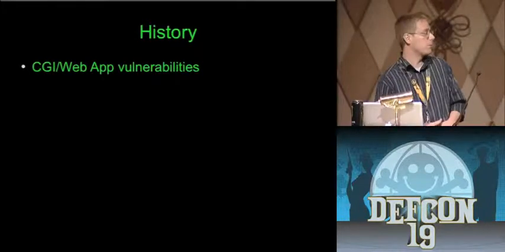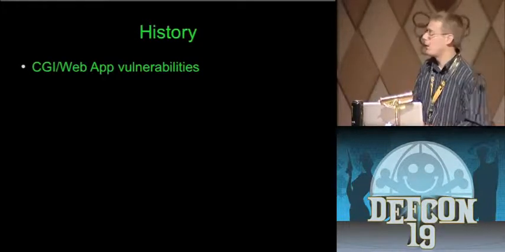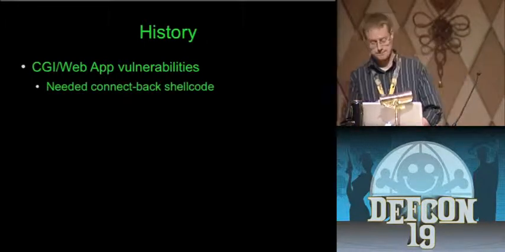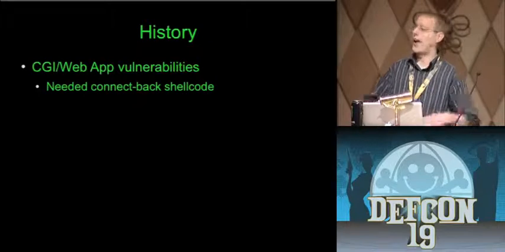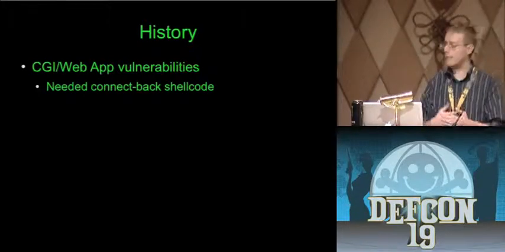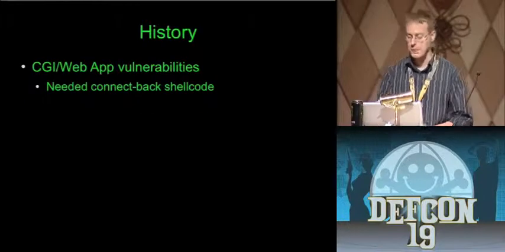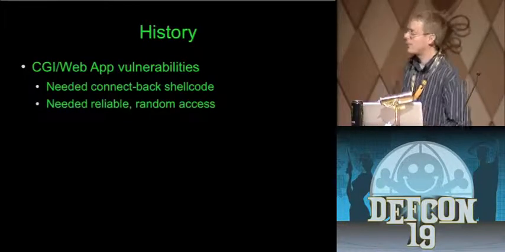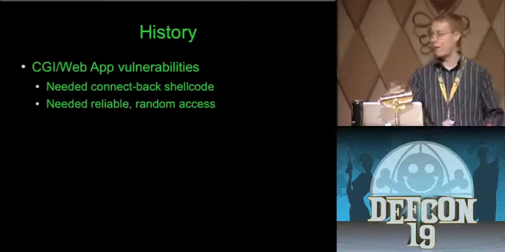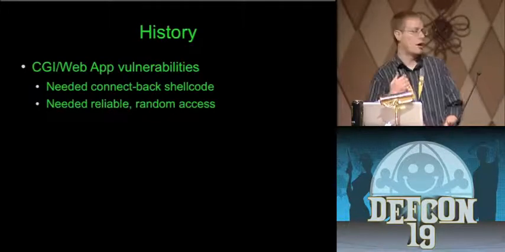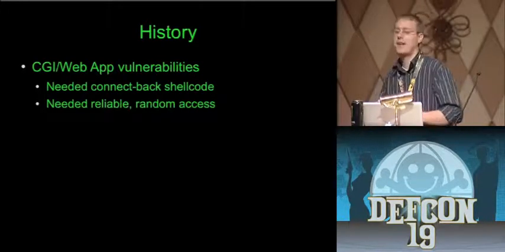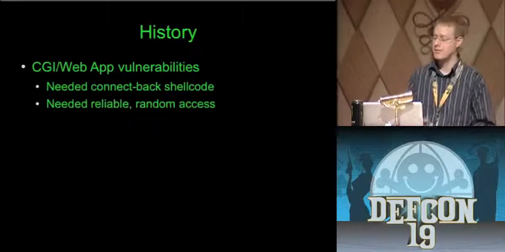For the past few years, I've been diving into CGI and web application vulnerabilities, and I used connect back shellcode. After I exploited, I'd inject the shellcode into the web app, and it would connect back to me and drop me into a shell. I needed reliable random access, so I needed to be dropped into a shell no matter where I'm at. If I'm at home, at my friend's place, in a hotel, McDonald's, doesn't matter. I need to be able to get into that shell.